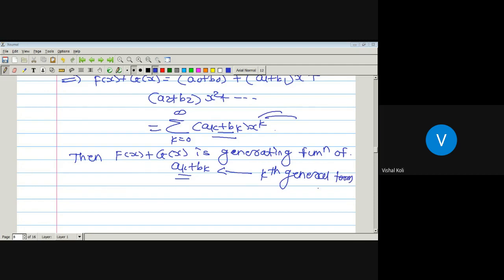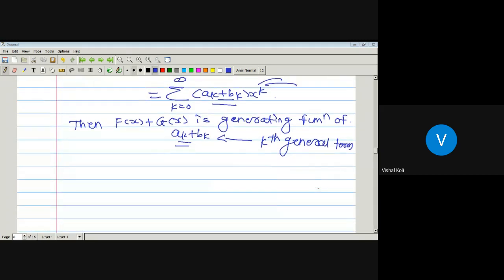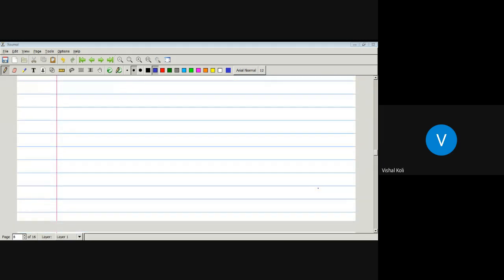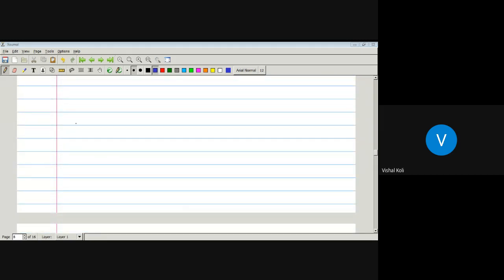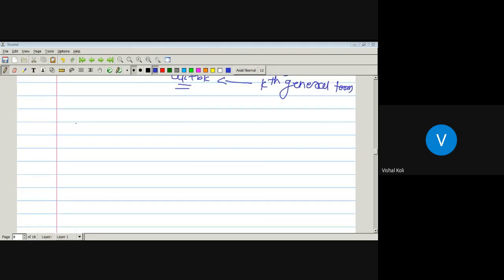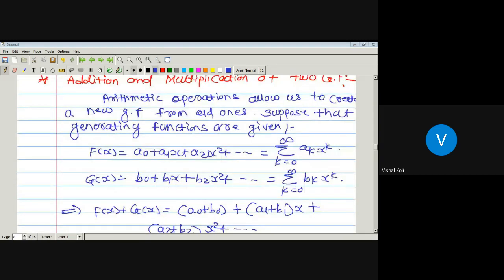Okay, this one is for the addition. Then what is the multiplication of two generating functions? As we already know, multiplication is modeled on the familiar rules for multiplying two polynomials. These are the same as polynomials, that is a0 plus a1x plus a2x square and so on. Similarly, b0 plus b1x plus b2x square and so on.